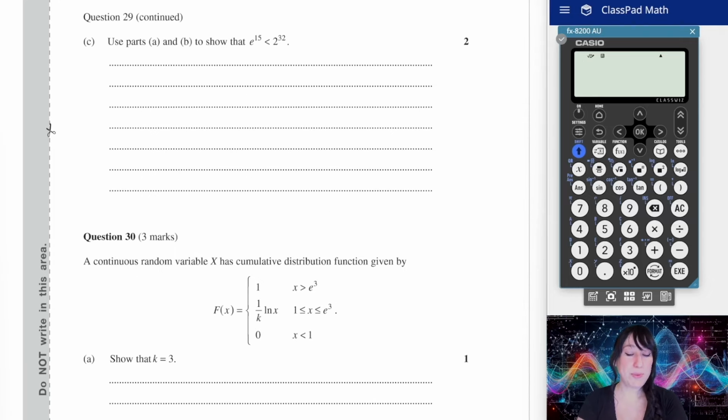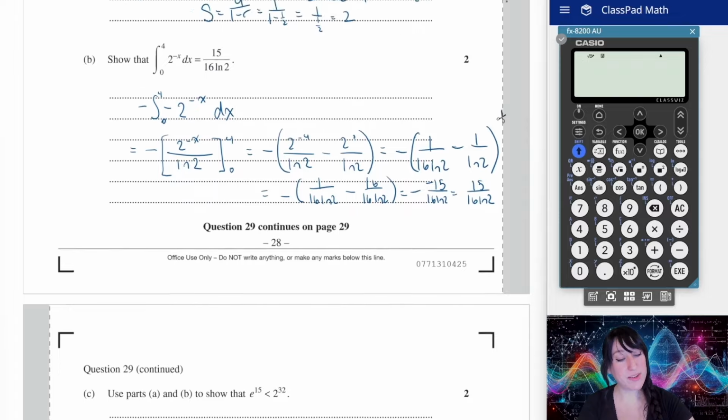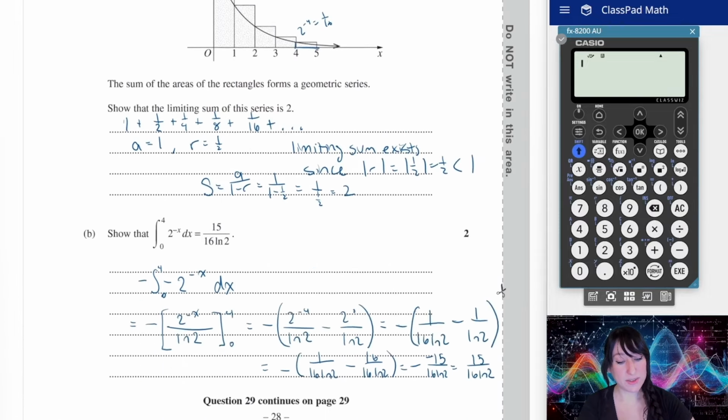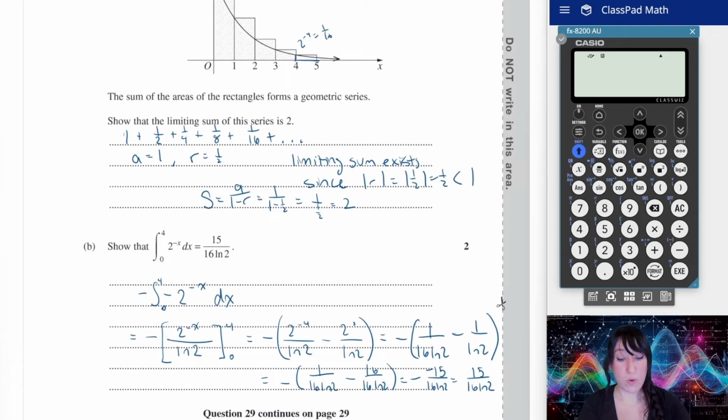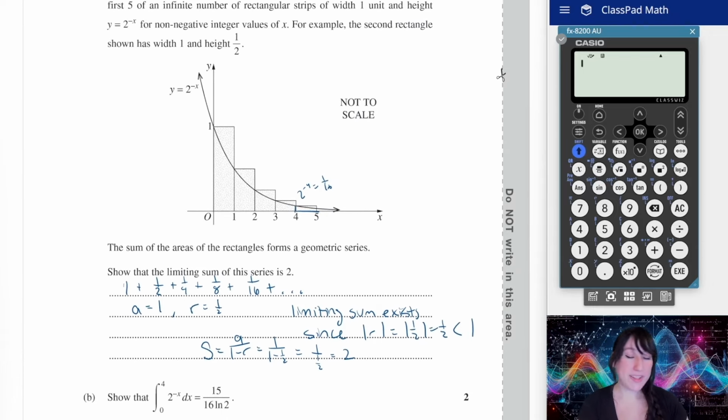Part C, use parts A and B to show that e to the 15 is less than 2 to the power of 32. So this question is all about area, and we want to use these two results in an inequality. So if we look at the diagram, we can see that the sum of the areas of the rectangles will be greater than the area under the curve because of the way those rectangles are set up, such that their left-hand side is at the height of that decreasing function. So we know that the sum of the areas of the rectangles will always be greater than the area under that curve.